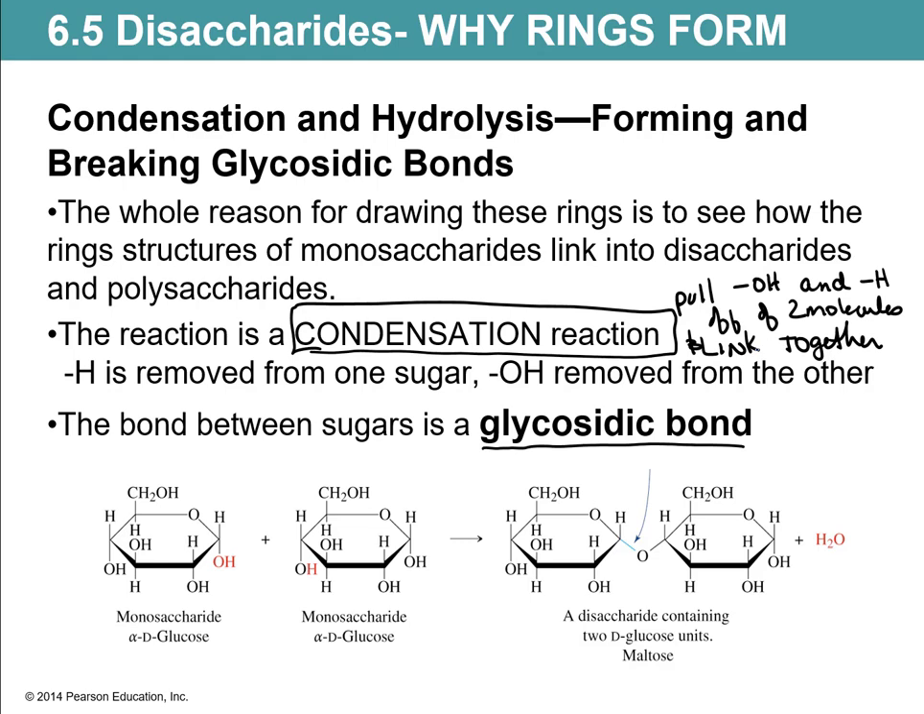So look at these two. Do you see that this is alpha? It's an alpha because that far right carbon has an OH pointing down. That's an alpha, so that's alpha-D-glucose. If I have two alpha-D-glucoses, I pull an alcohol group off of one carbon on one glucose, and pull hydrogen off of the other. This oxygen now becomes the bridge to link them together.